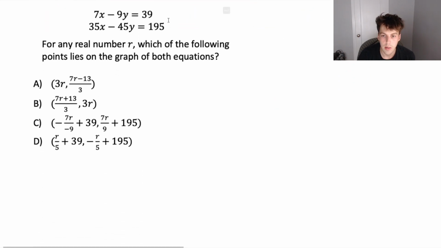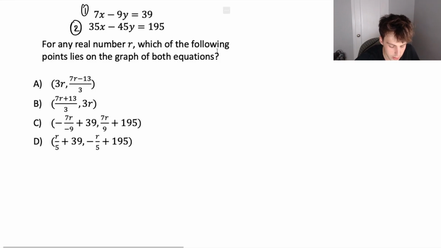We get the question that gives us two equations of lines. And it says for any real number r, which of the following points lies on the graph of both of the equations? First thing that we should notice, equation number 1, I'll label that one here. Let's label the other equation 2. Well, 2 is just 5 times equation number 1. So these are really the same equation, right? Our solutions to equation 1 are going to be the same solutions for equation 2. Or in other words, if we plug in a point and it satisfies equation 1, it's going to satisfy equation 2 as well. So that's the first thing that we should notice.